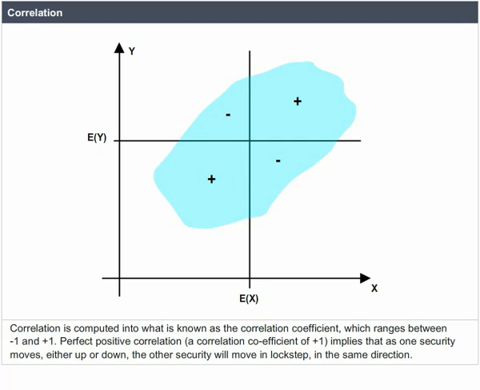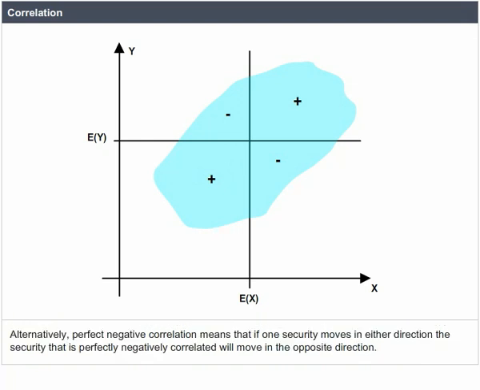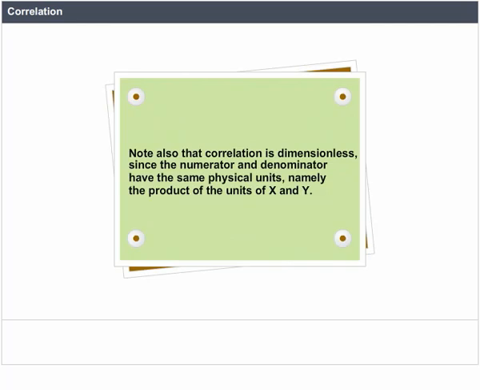Perfect positive correlation: a correlation coefficient of +1 implies that as one security moves either up or down, the other security will move in lockstep in the same direction. Alternatively, perfect negative correlation means that if one security moves in either direction, the security that is perfectly negatively correlated will move in the opposite direction. Note also that correlation is dimensionless since the numerator and denominator have the same physical units, namely the product of the units of x and y.